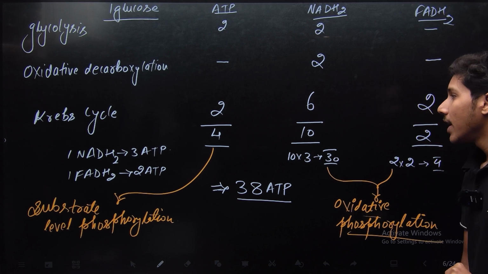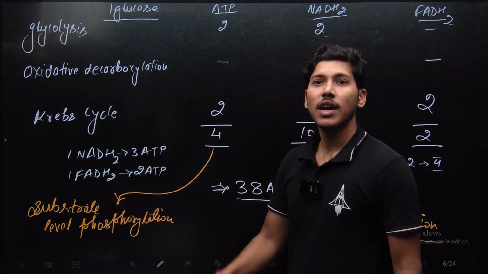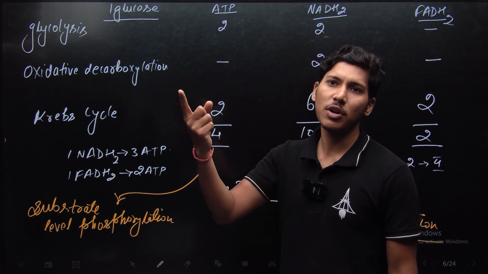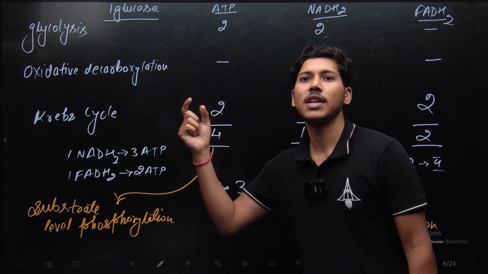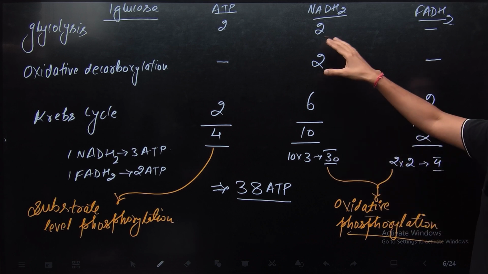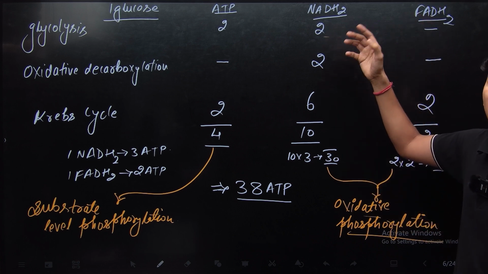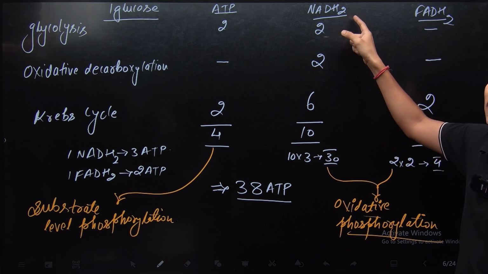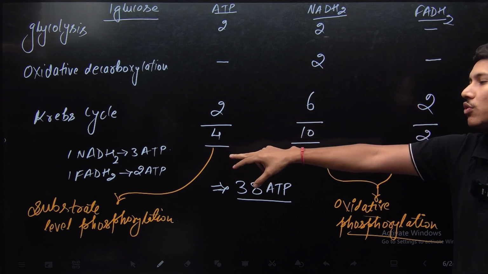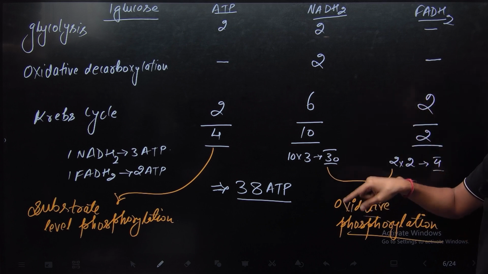The direct ATPs which are produced are known as substrate level phosphorylation, and the NADH which are ATP equivalents are known as oxidative phosphorylation. NADH and FADH are not ATP, but they are ATP equivalents. So 1 NADH is equal to 3 ATP and 1 FADH is equal to 2 ATP. That we know.